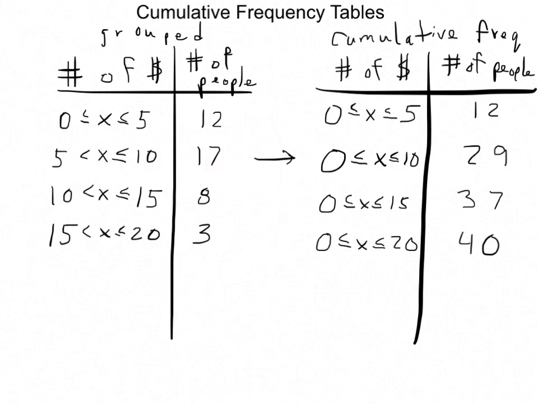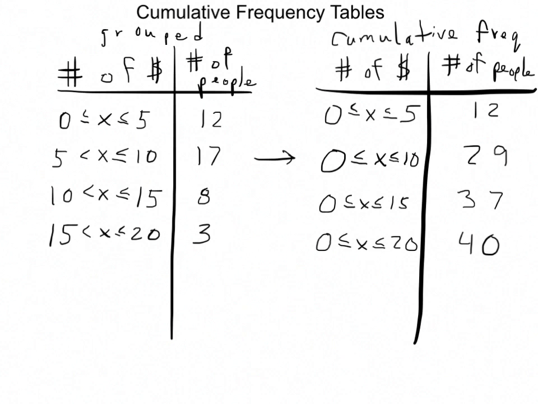There were 17 7.5s. You could take this and put it into your calculator. You could put 2.5, 12, 7.5, 17, 12.5, 8, and 17.5. Run that through your calculator and find the mean. It'll do that for you. Cumulative frequency doesn't do that as well for you.